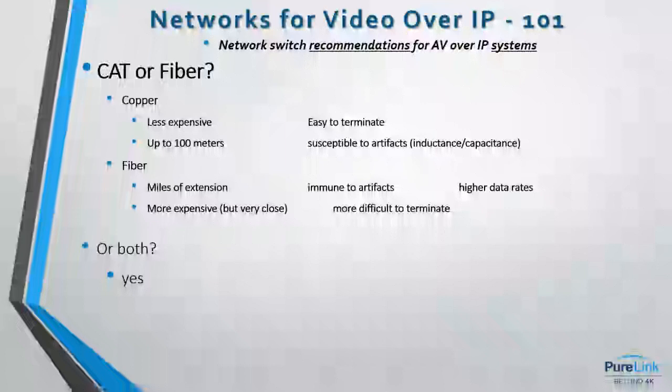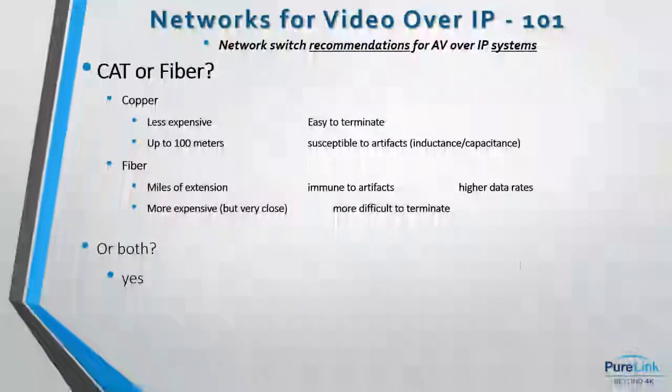All right, CAT or fiber. This is a reference slide for you. The one thing that I saved for this slide was the artifacts. Copper, in practical application, is easier to terminate. It is less expensive, and it has a distance limit, but fiber is immune to inductance, capacitance. So you could sit it next to 20 lighting dimmers, and it wouldn't know. It wouldn't matter. And I can also do higher data rates, ultimately. And again, I say or both.